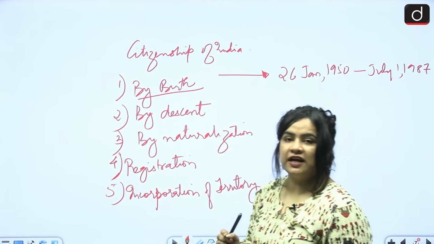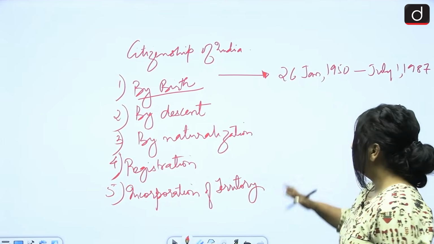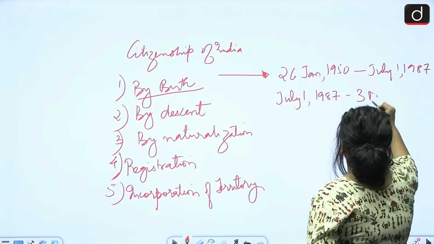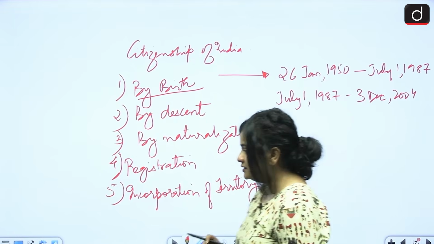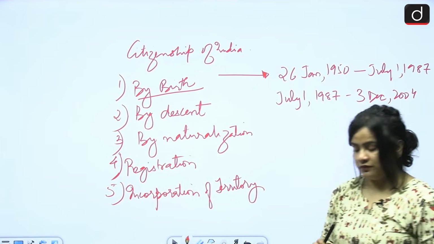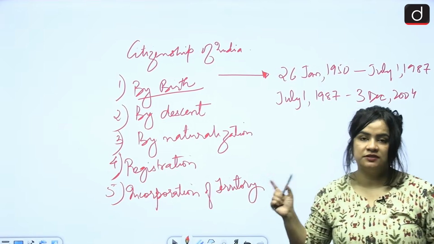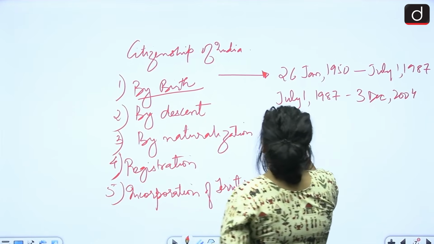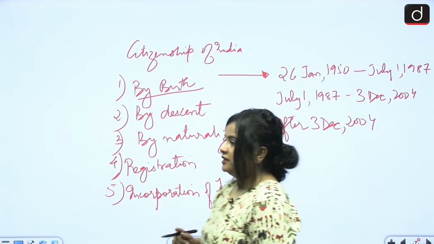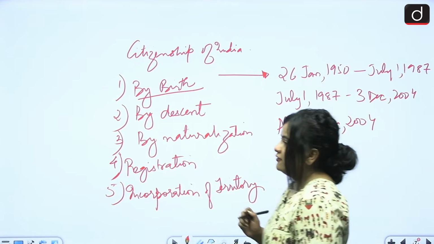If a person is born between 26 January 1950 and July 1, 1987, that person has the citizenship of India by birth. Then, if a person is born between July 1, 1987 to December 3rd, 2004, then a person is considered a citizen of India if at least one of his or her parents is Indian. All right. So, if at least one parent is Indian, then this person born between July 1st, 1987 to December 3rd, 2004 is going to be considered Indian. Then, of course, we have children who were born after 3rd December 2004 in India. What happens? If somebody is born after 3rd December 2004, then for that person to be an Indian citizen, both the parents have to be Indians.